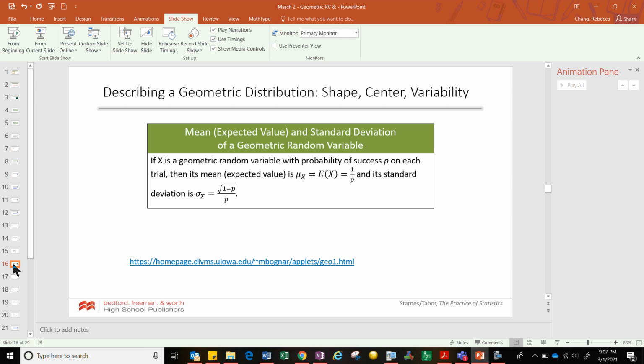So, formulas for mean and standard deviation. Just like we did with normal distributions and binomial distributions, the same with the geometric, we're going to describe the geometric distribution. We need to talk about shape, center, spread, SOCS, right? So let's start with shape. I'm going to link to this website here.